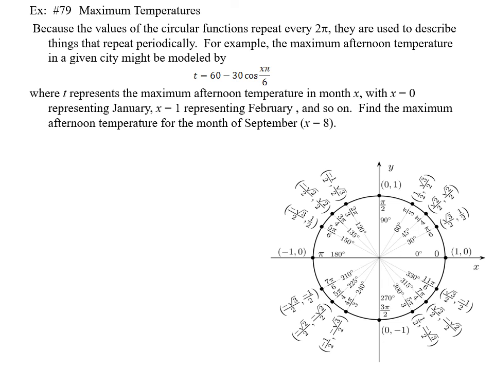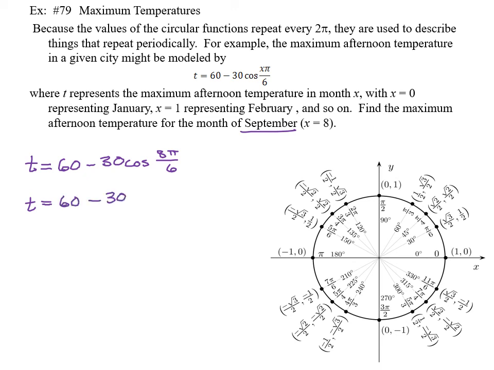And so we have a model here of a temperature. The temperature T equals 60 minus 30 cosine of x pi over 6. T represents the maximum temperature in the afternoon, starting with 0 being January, 1 being February, and so on. So I'm going to do the month of September, mainly because my birthday is in September, but it could be any month. So for September, x would be 8, starting with 0, 1, 2, 3, 4, 5, 6, 7, 8. So 0 goes with January, 8 goes with September. And so all you have to do is say the temperature is 60 minus 30 times cosine of 8 pi over 6.